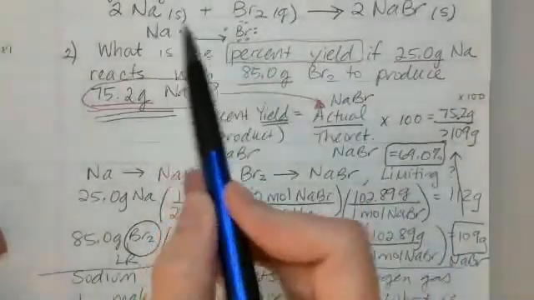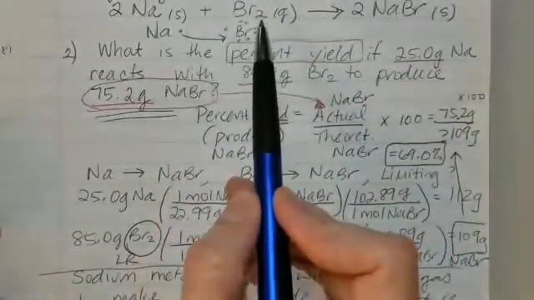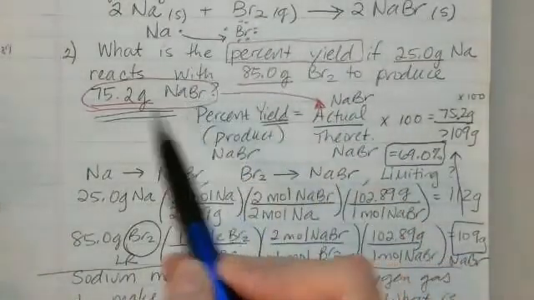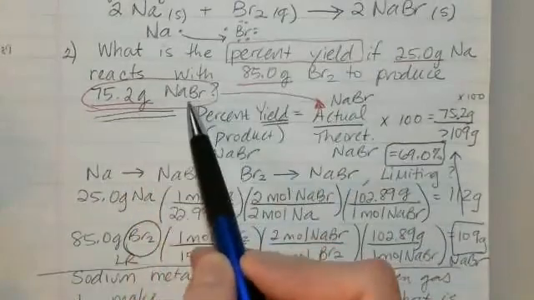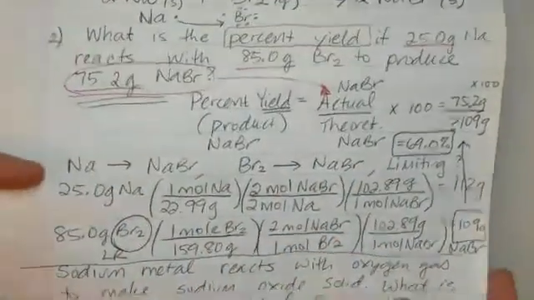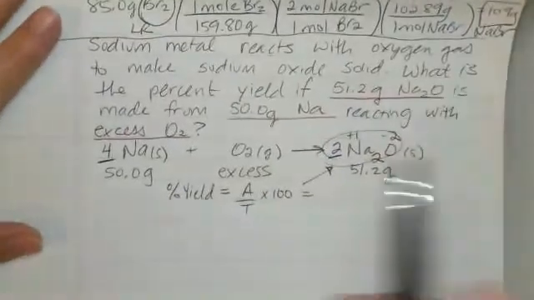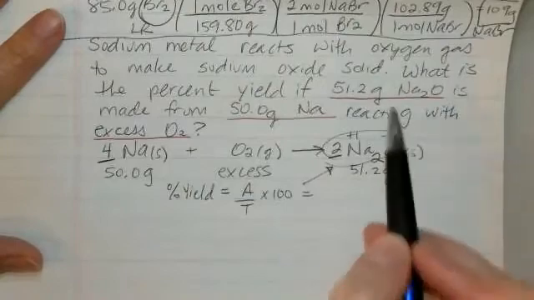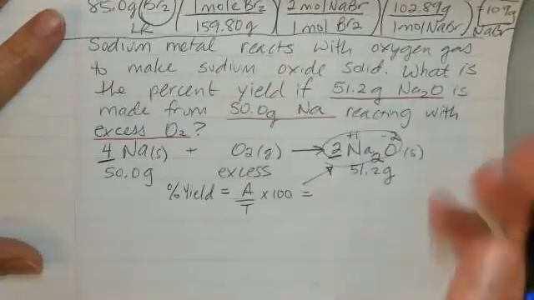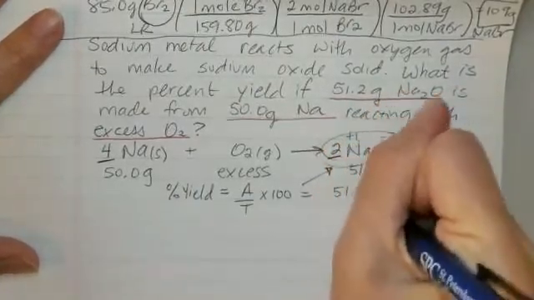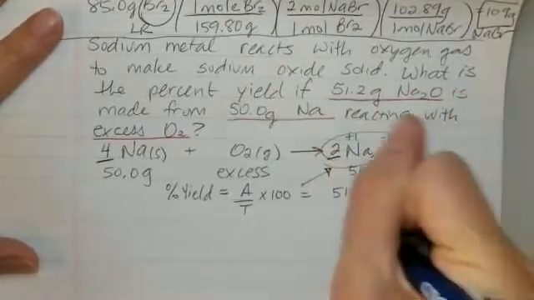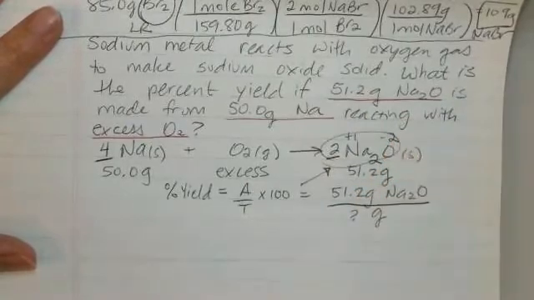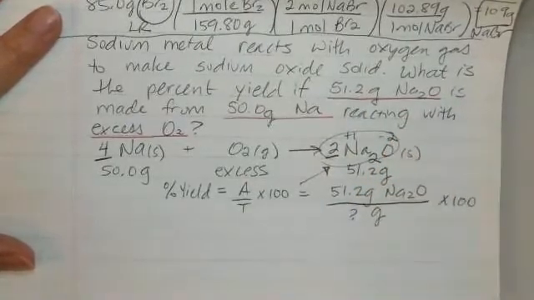Sodium and bromine in the last example, those are reactants. We're not doing a percent yield of a reactant. The sodium bromide is the product. So that's how we know that that 75.2 was the mass actually made of sodium bromide. In this question, the sodium and the oxygen are the reactants. The sodium oxide is the product. So that 51.2 is the mass of my product, and that's my actual mass, which means I need to know what my theoretical mass is. So that tells me what I'm trying to figure out first.